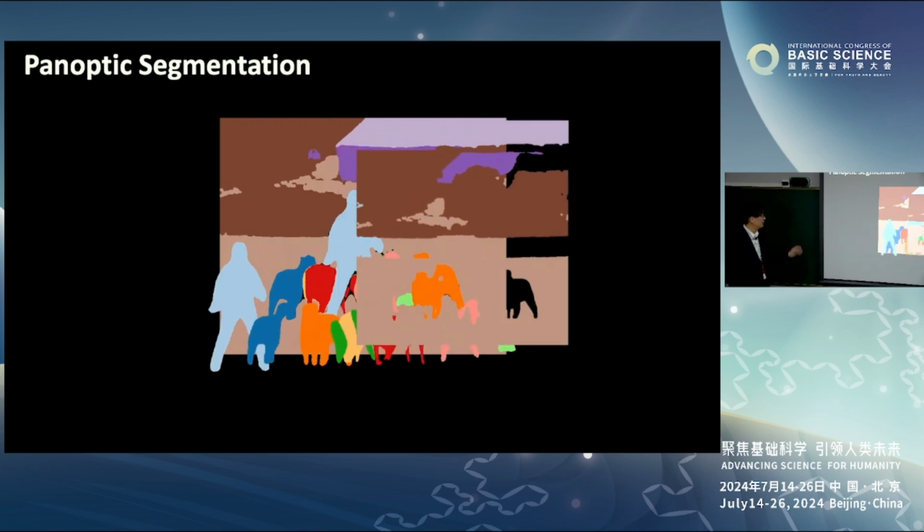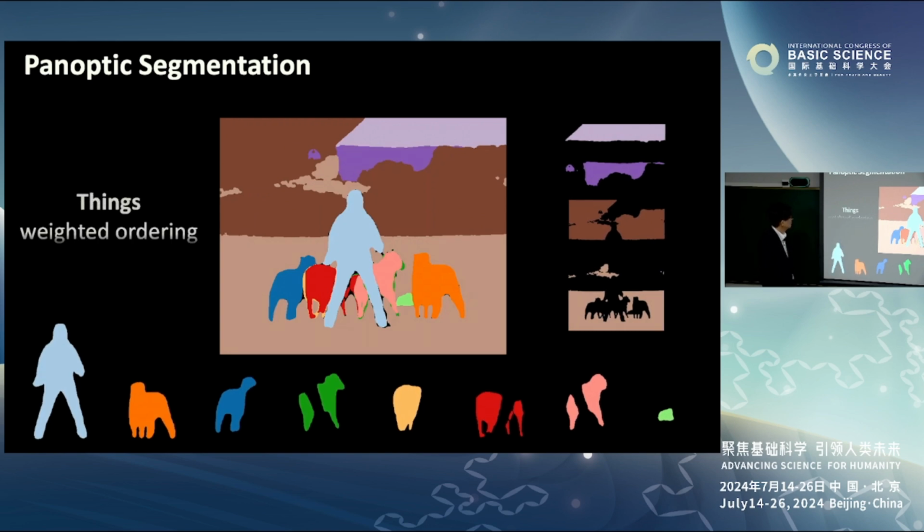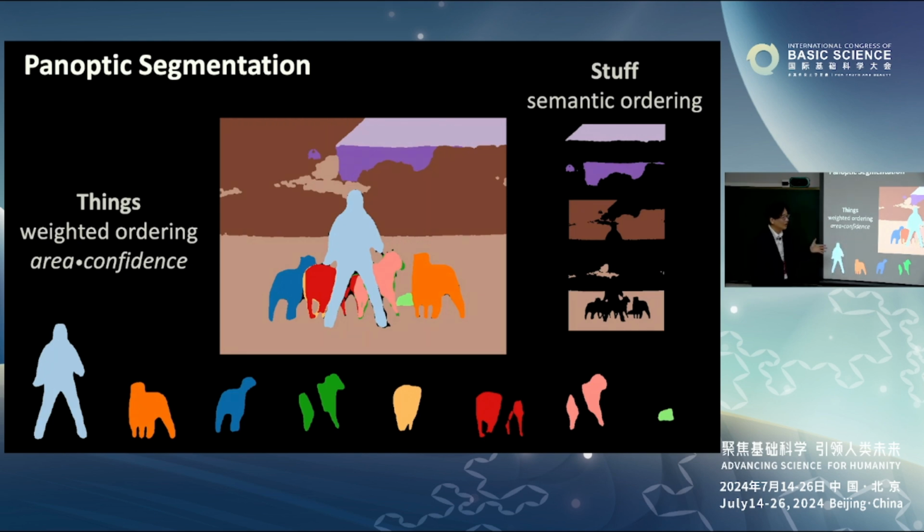And then we have some kind of ordering. For things that you can actually count, like humans and dogs, we sort these objects in terms of the pixel area times segmentation confidence. We also have a sorting for the stuff based on semantic ordering. Things have higher precedence over stuff, higher priority, so we will draw things first, and then stuff.